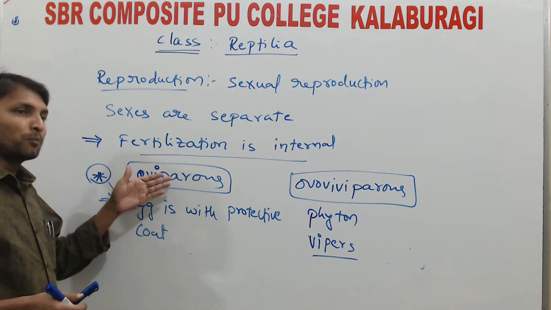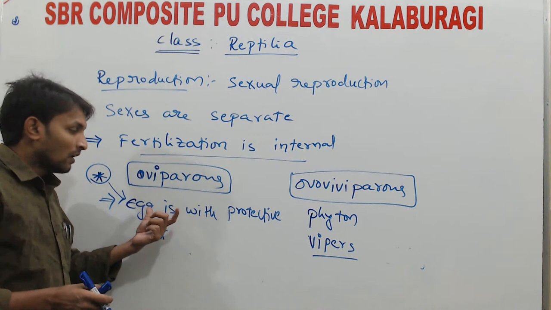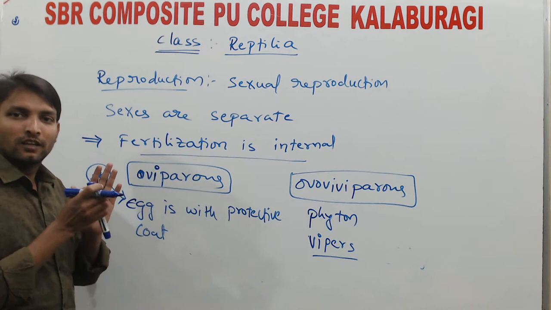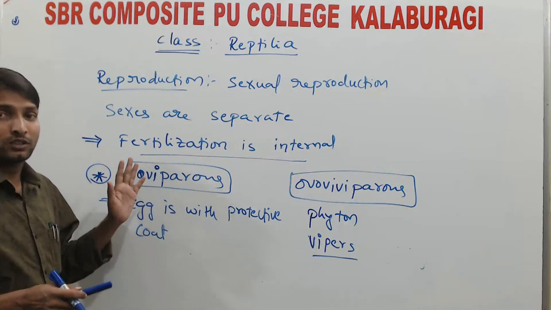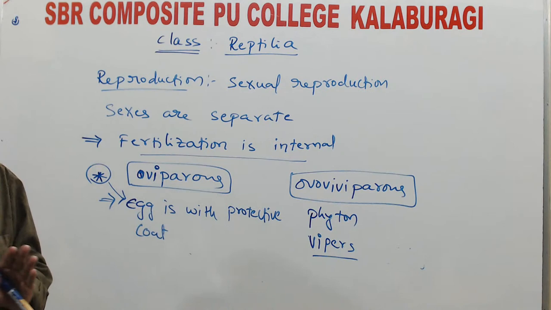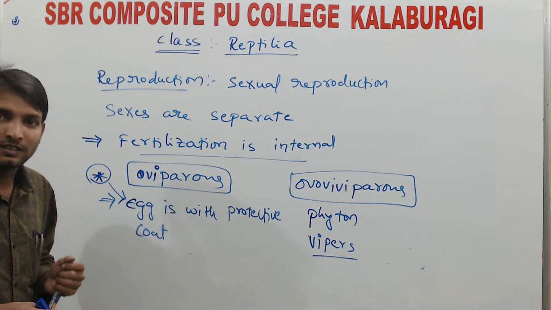If you see aquatic forms, amphibians or fishes, they lack this protective shell, so they have to go back to the water again. In amphibians and fishes you cannot find these shells. So whatever water body is surrounding, there only they have to go for reproduction. Because of this protective shell, eggs will not become desiccated. Desiccate means drying. In reptiles, eggs will not dry and they are well protected.